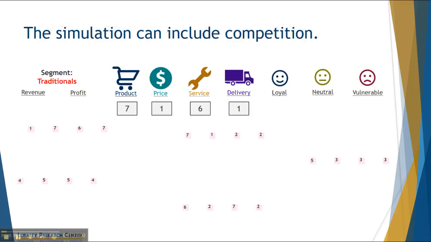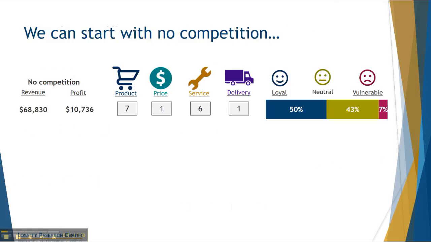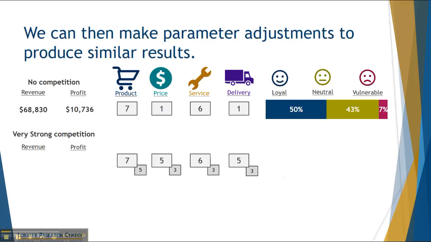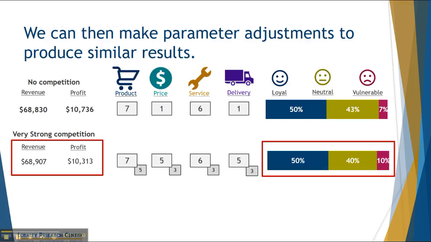The simulation can include competition at a level up to very strong. We can start with a result in an environment of no competition, then introduce very strong competition and set appropriate benchmark levels shown as a subscript. Note in this example that our ratings exceed those of our best competitor in each of the 4 categories. We then can make parameter adjustments to variables such as raw materials cost, sell price, overhead, and quality control to produce similar results.